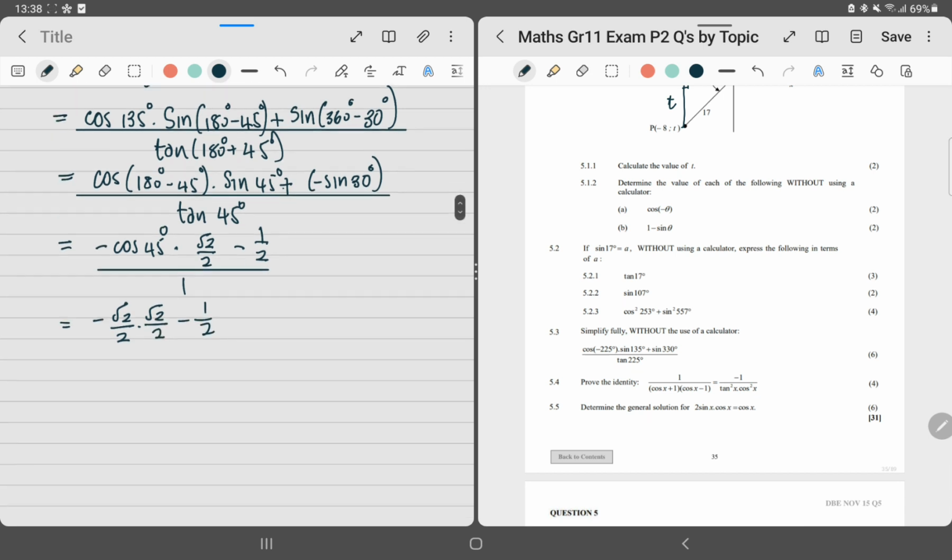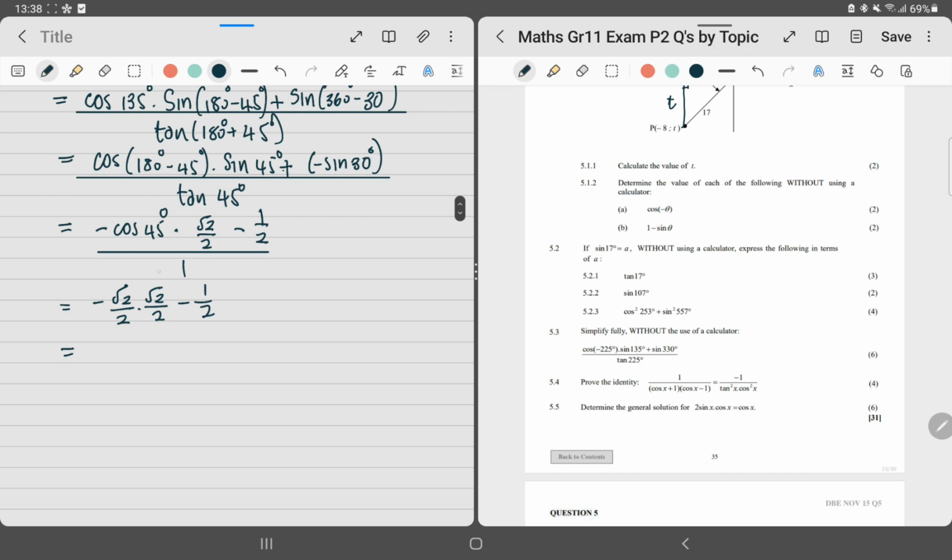Minus a half. Square root 2, that's just a 2 over 2. It's 2 over 4, minus a half. So this is minus a half. So I'm getting minus 1.